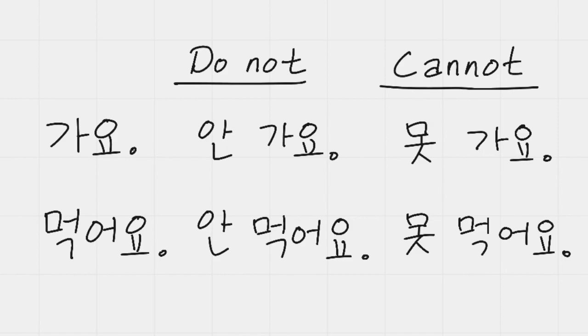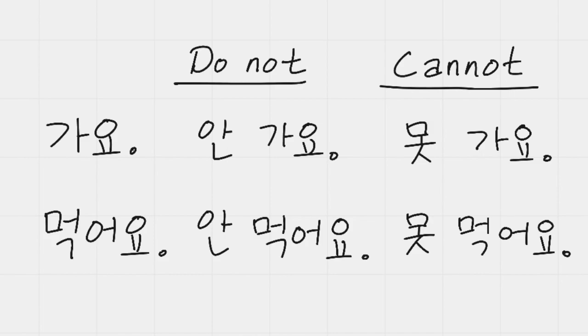So let's think about the context. If you are not able to go to someone's birthday party due to your busy schedule, then you would say 못 가요, right? Because 안 가요 would be like, I choose not to go because I don't want to go. But 못 가요 is like, I can't go, I'm unable to go, okay? Same thing, if you have an allergy to some food and you can't eat, I'm unable to eat that.